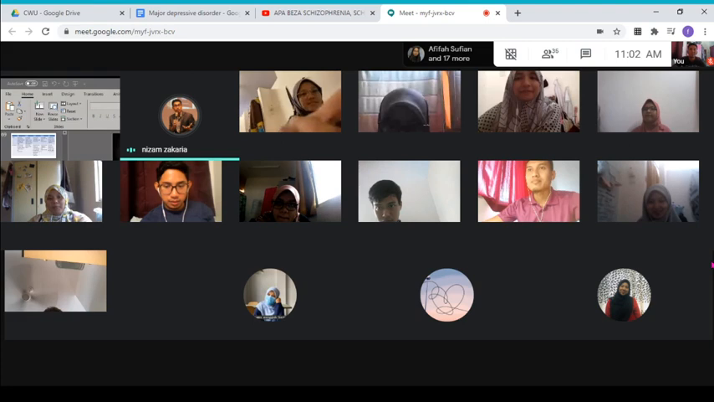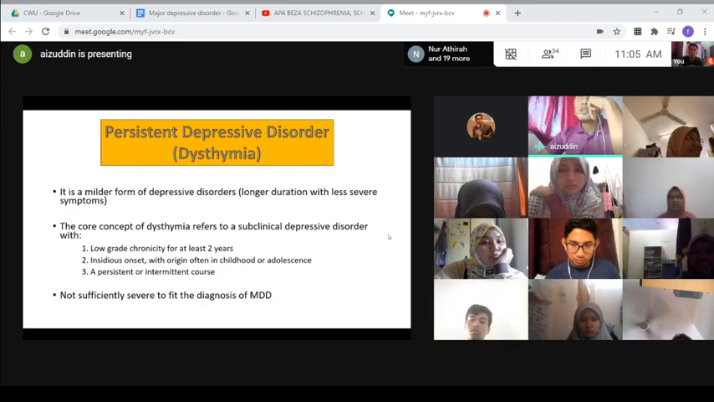So the first one, persistent depressive disorder, also known as dysthymia, is actually a milder form of depressive disorder with longer duration and less severe symptoms. The core concept refers to three features. The first one is low-grade depressive symptoms, and in terms of chronicity, it may last for at least 2 years. About the onset, it is insidious or gradual, and usually starts during childhood or adolescence, as compared to MDD, which is during adulthood. And the third one, it must be persistent or intermittent, and it is not sufficiently severe to fit the diagnosis of MDD.